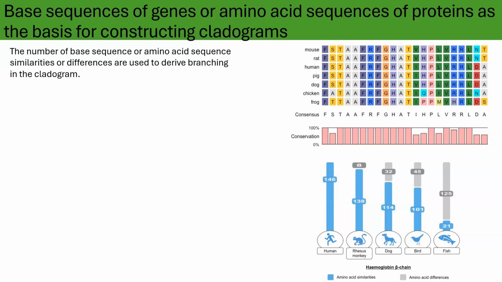But as we said, the main idea is that we use the number of base sequences or amino acid sequences, similarities or differences between species to estimate branching in a cladogram. Here we have the amino acid sequence for hemoglobin in a few different species compared to humans. So we can understand that humans and rhesus monkeys have one branch between them, and then one branch between those and dogs, and then to birds, and finally to fish. So that would make a tree.